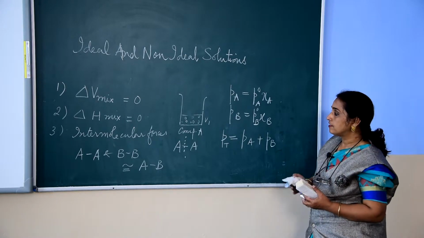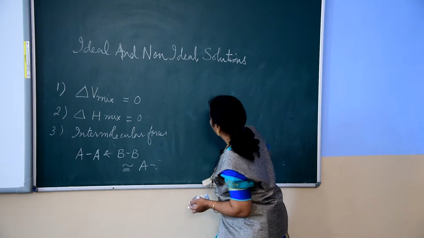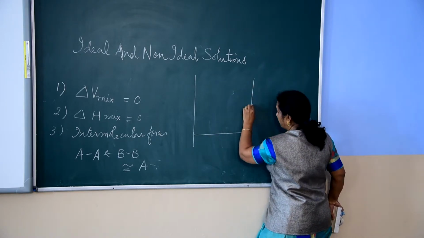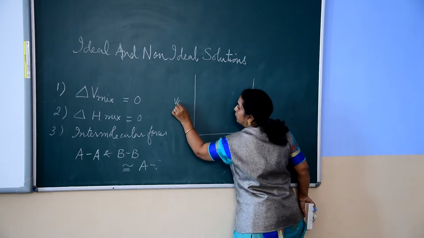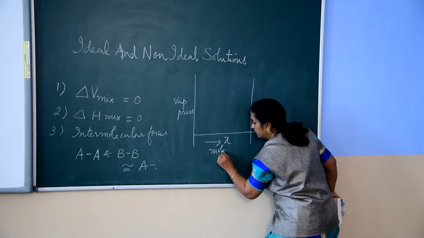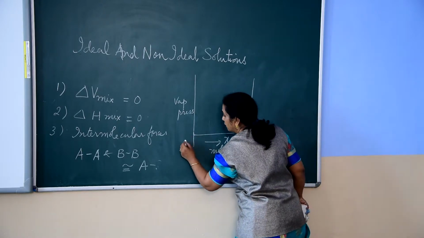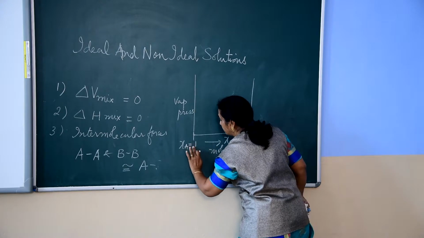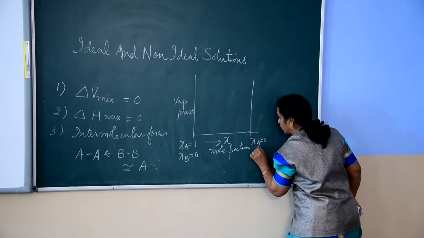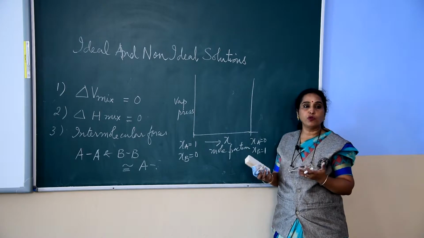Now for an ideal solution, let us study what exactly the graph looks like. We plot a graph of the vapor pressure against the mole fraction. Vapor pressure here, and here we have the mole fraction of our two components. In the first case, we are considering xA is equal to 1 and xB is equal to 0, and over here xA is equal to 0 and xB is equal to 1. We know that the sum of the mole fractions cannot be more than 1.